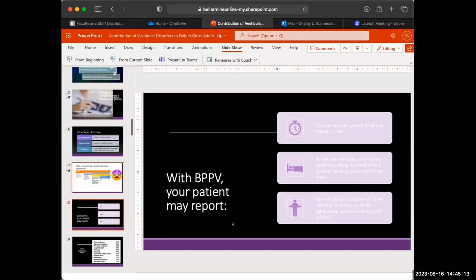Your patient with BPPV may say they're having discrete periods of vertigo that last less than a minute. They might have it while they're in bed, while they're leaning back and washing their hair, while they're leaning way forward and gardening, tilting their head to look upward, or bending over to pick up an object. All those things would stimulate the head position needed to trigger that dizziness. And they might not always say the room is spinning. Dizziness could be lightheadedness, nausea, or feeling off balance in these cases.